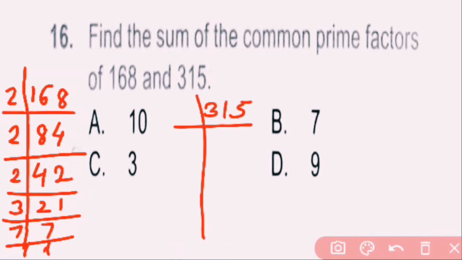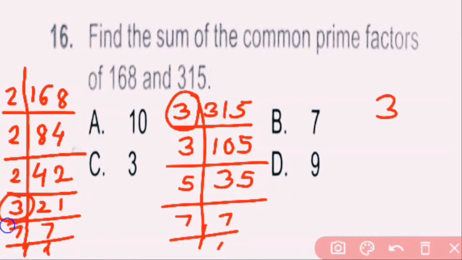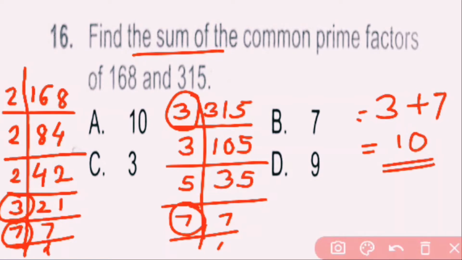The sum of digits of 315 is 9, so it is divisible by 3. 3 1s are 3, then 0, and 3 5s are 15. Now 105 is also divisible by 3. 3 3s are 9, 1 remaining, then 15, 3 5s are 15. Now 35 is divisible by 5. 5 7s are 35 and 7 is divisible by 7. So the common factors are 3 and 7, and we have to find the sum of common prime factors. So 3 plus 7 is 10. So here A is the correct answer.